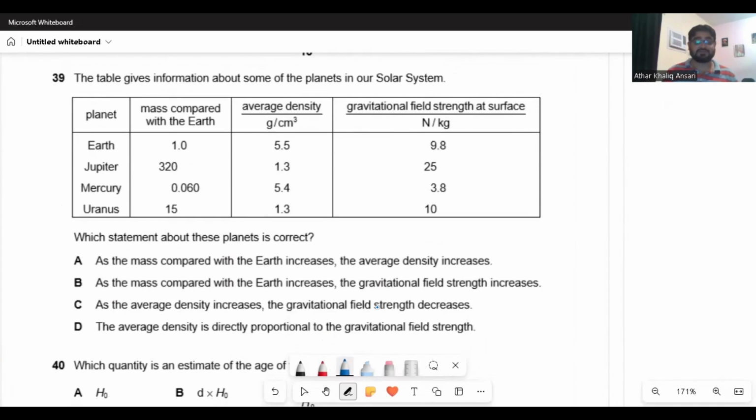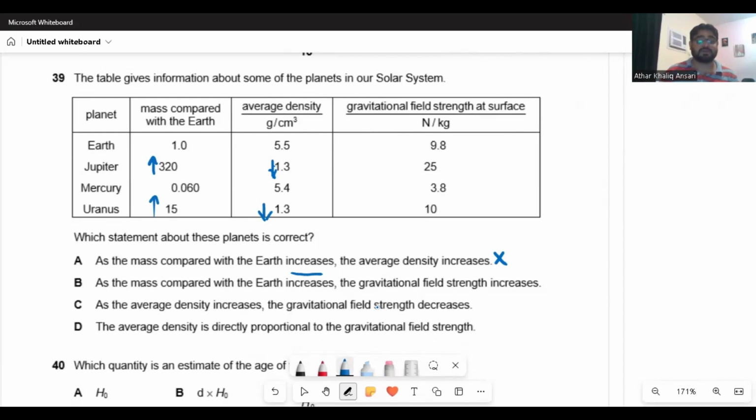First option is, as the mass compared to the Earth increases, so you can say mass increases for Jupiter and also for Uranus. As mass increases, the average density increases. When mass of Earth is 1, density is 5.5, mass is 320, and this 320 times is not an increase, even it is a decrease. Same fashion here, it is a decrease. So this one is not increasing, it is decreasing.